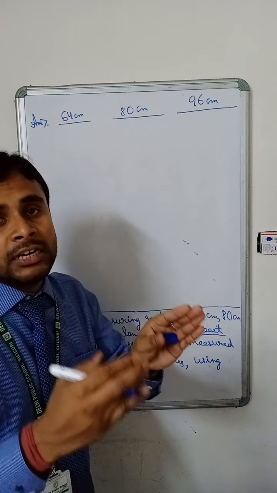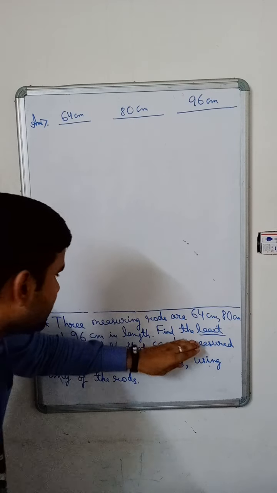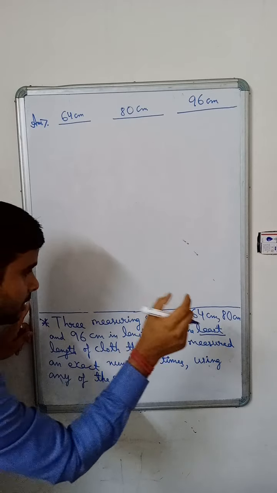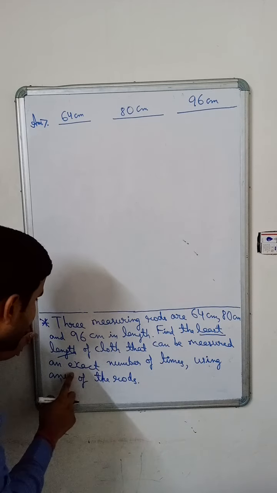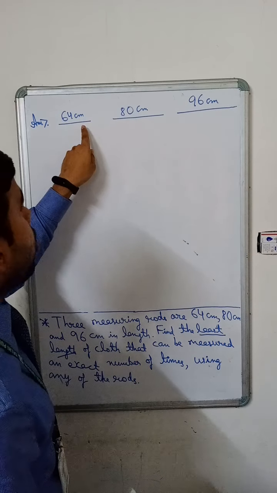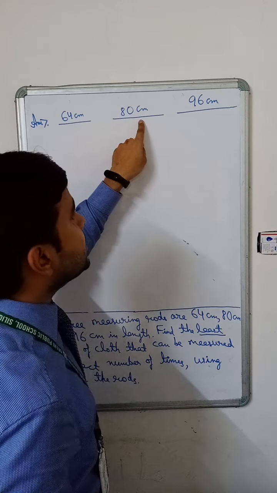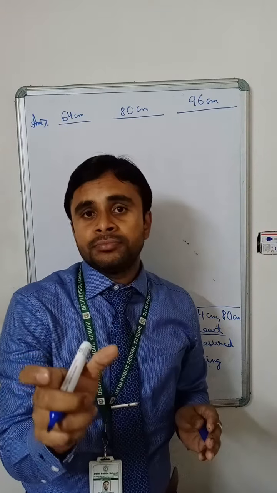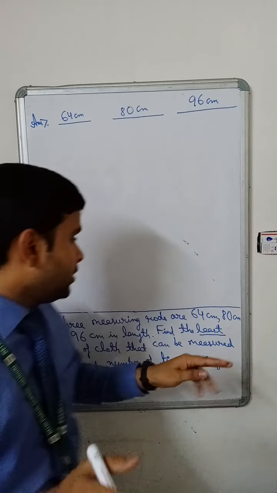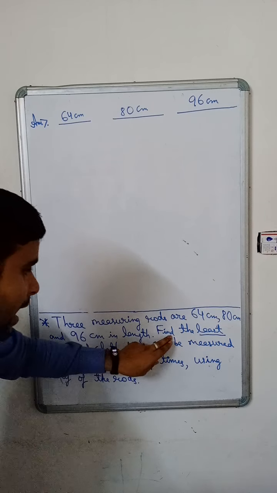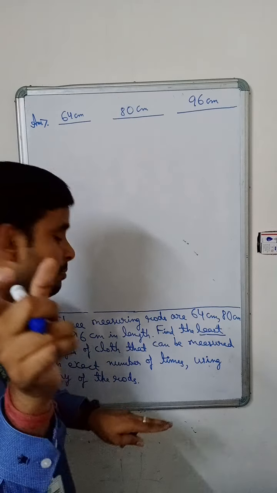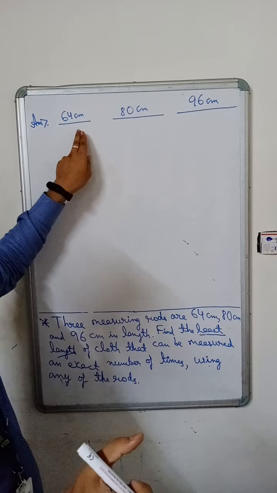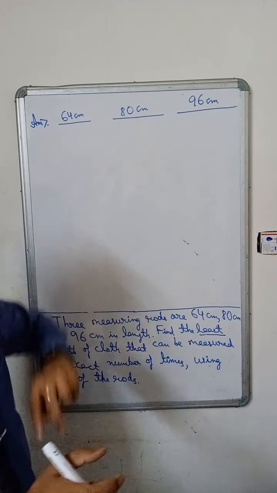That particular length of cloth, I am talking about the LCM, can be exactly measured by all the three rods, of length 64 centimeter, 80 centimeter and 96 centimeter. Our objective in the question is to determine the least length of the cloth, that value which can be measured an exact number of times by using all these three rods.